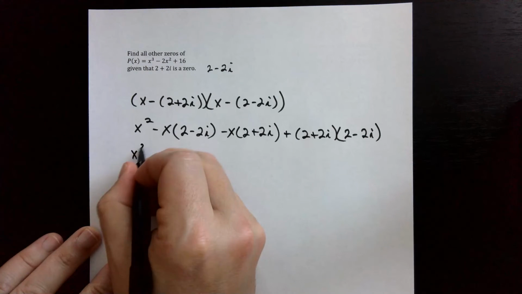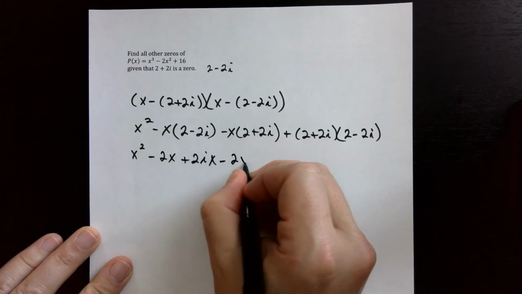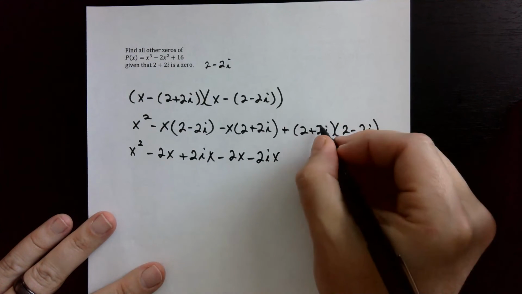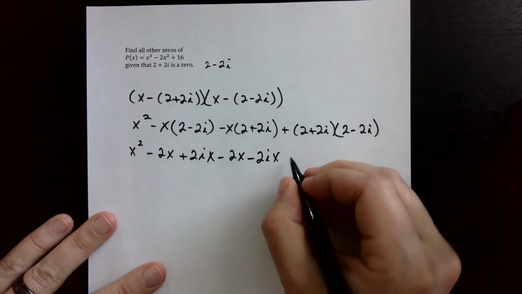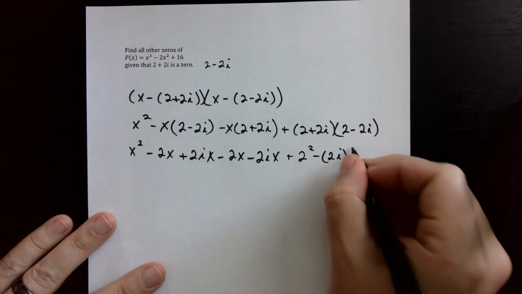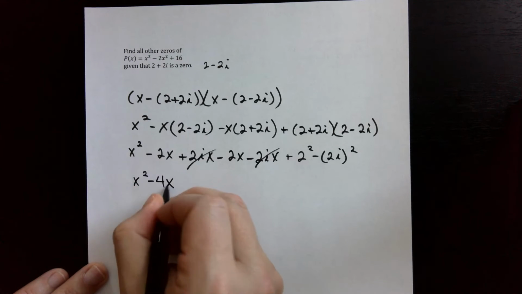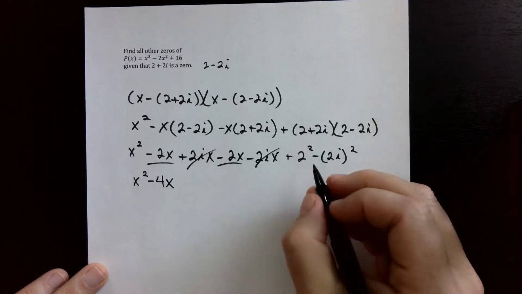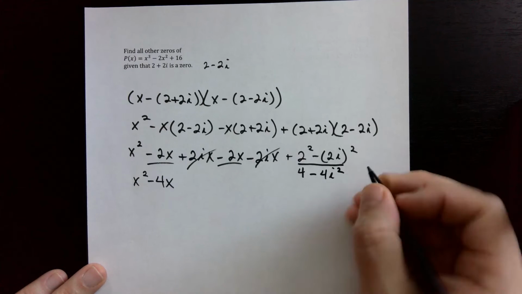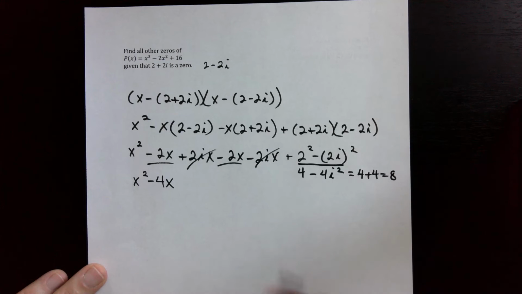Okay, let's distribute through. X squared minus 2x plus 2ix minus 2x minus 2ix. This is a difference of squares. Okay, so a plus b, a minus b. So it's the first term squared minus the second term squared. So it'll be 2 squared minus 2i squared. Alright, cancel those two terms. So you get x squared minus 4x. That's this term and this term. And then this, let's see, this becomes 4 minus 4i squared, which becomes 4 plus 4, which becomes 8, because i squared is negative 1. So plus 8.